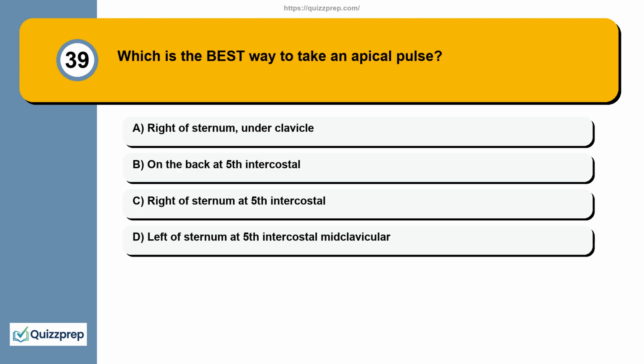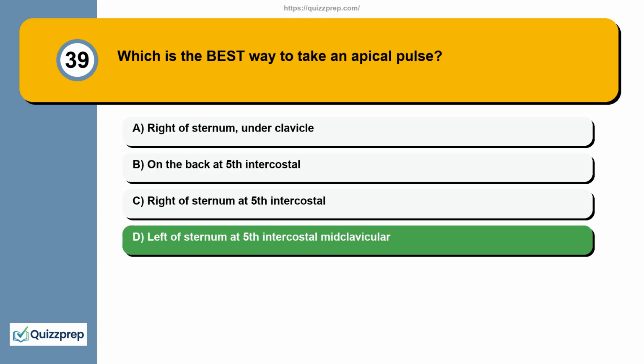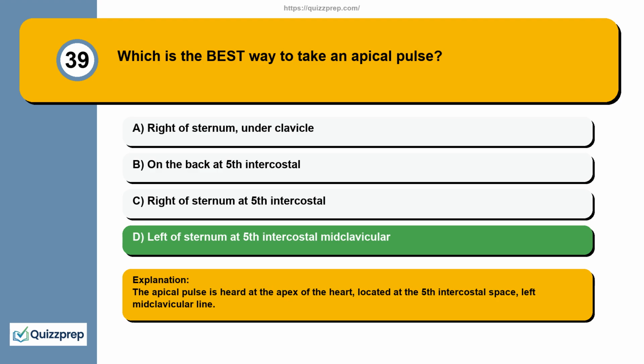Question 39. Which is the best way to take an apical pulse? Right of sternum, under clavicle. On the back at 5th intercostal. Right of sternum at 5th intercostal. Left of sternum at 5th intercostal midclavicular. The apical pulse is heard at the apex of the heart, located at the 5th intercostal space, left midclavicular line.